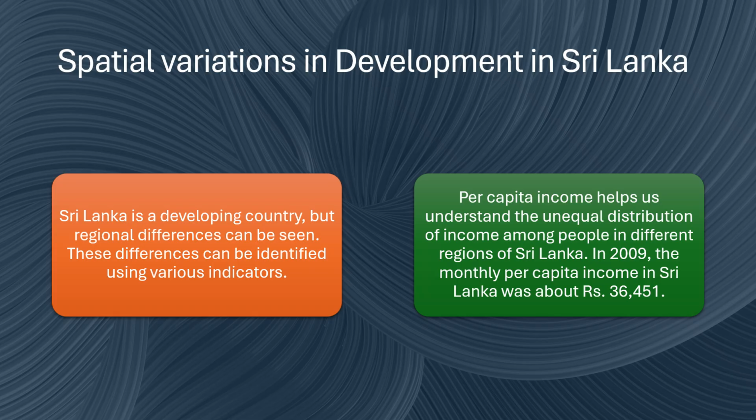Spatial variations in development in Sri Lanka. Sri Lanka is a developing country where regional differences can be seen. These differences can be identified using various indicators. Per capita income helps us understand the unequal distribution of income among people in different regions of Sri Lanka. In 2009, the monthly per capita income in Sri Lanka was about 36,451 rupees.